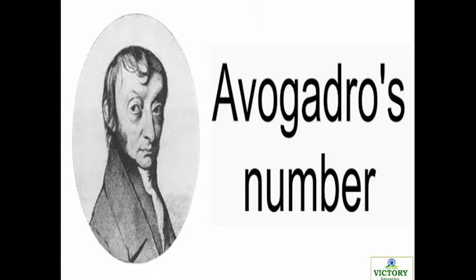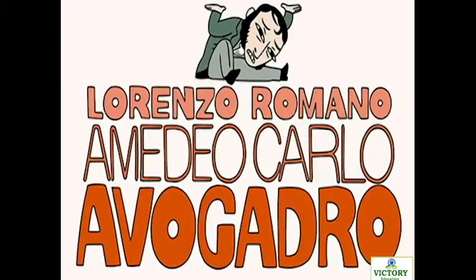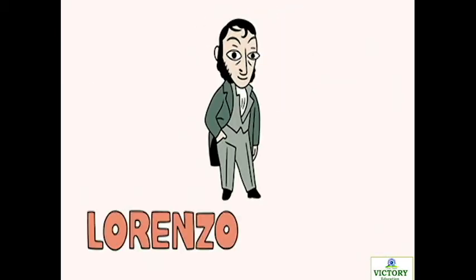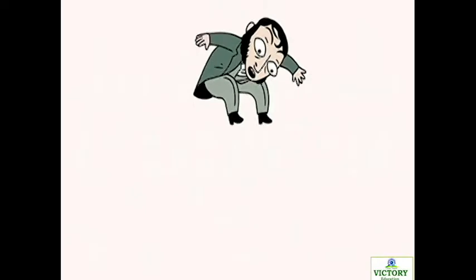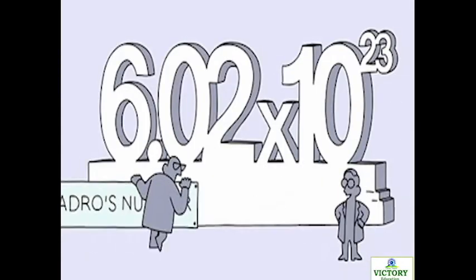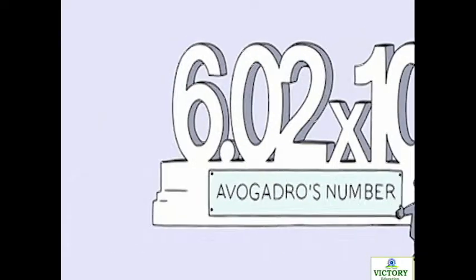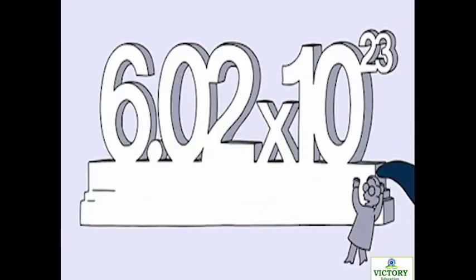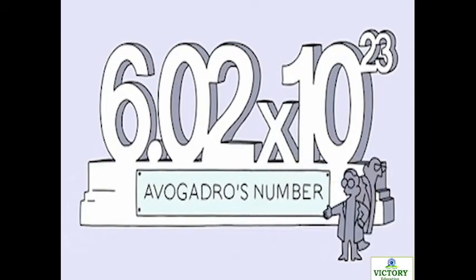The topic we are going to talk about today is Avogadro's number. Avogadro is Italian and his real name is Lorenzo Romano Amedeo Carlo Avogadro. Well, I guess we can just call him Avogadro, that's fine. What he invented is 6.02 times 10 to the power of 23, which we call Avogadro's number. And what does it really mean?